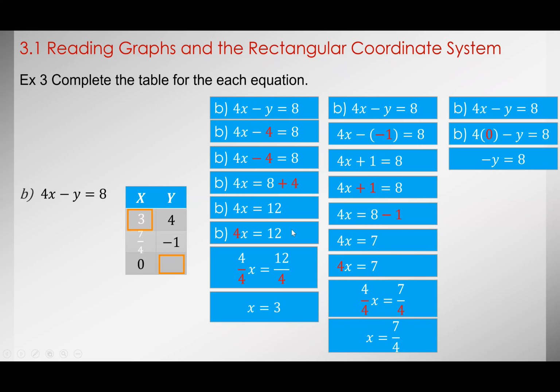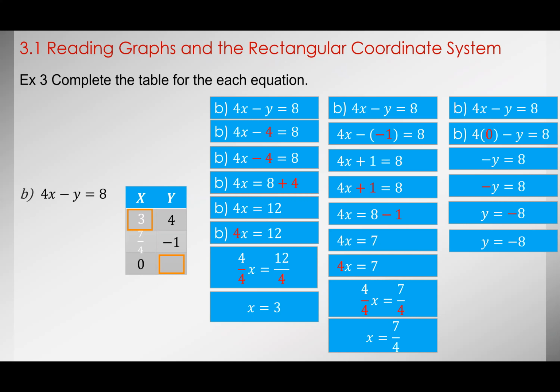And when I have negative y equal to 8, how do I get rid of this negative? I need to divide by a negative. And if you divide 8 by a negative, you will get -8. So your answer is y equal to -8, and that is your ordered pair. 0, -8, then -1, 7/4, then 3, 4. So any question with how to complete this chart, how to complete this table?